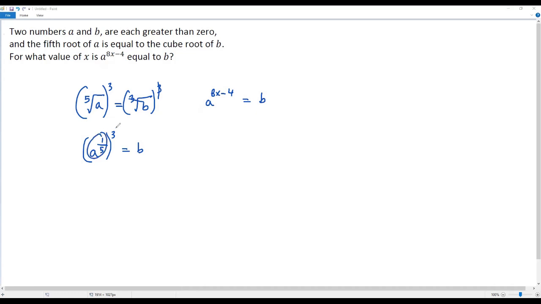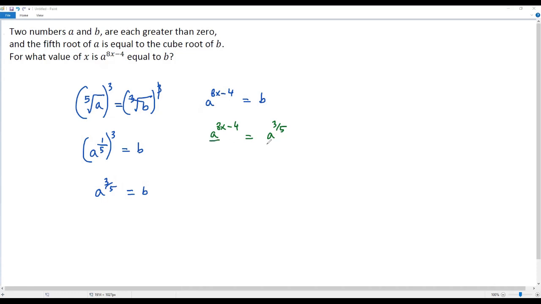Here a power is raised to another power. Whenever a power is raised to another power, we can multiply the two exponents. When I multiply this 1 over 5 and 3, I am getting 3 over 5. On the right side, we have b. Here I got a to the power of 3 over 5 for b. Now we can plug in this a to the power of 3 over 5 for b in this equation. Okay, now let me plug in. So a to the power of 8x minus 4, and for this b, we can plug in a to the power of 3 over 5.